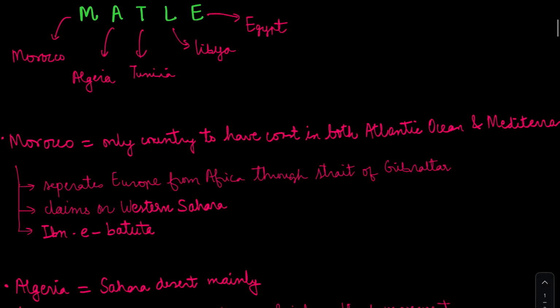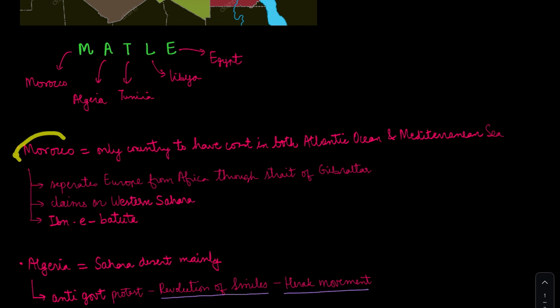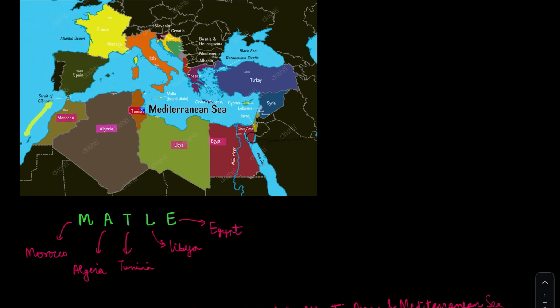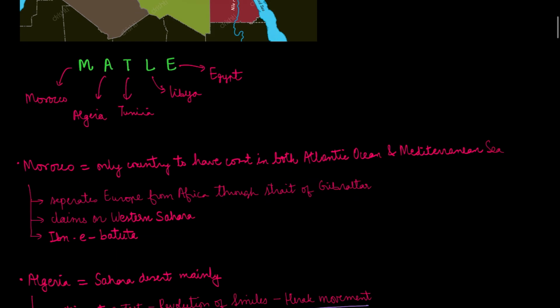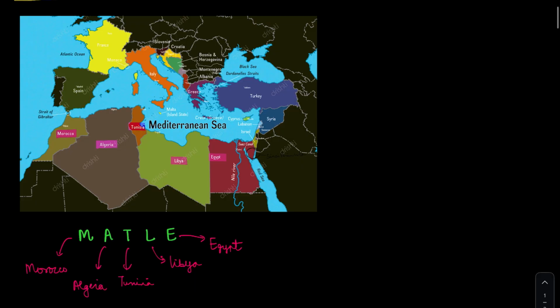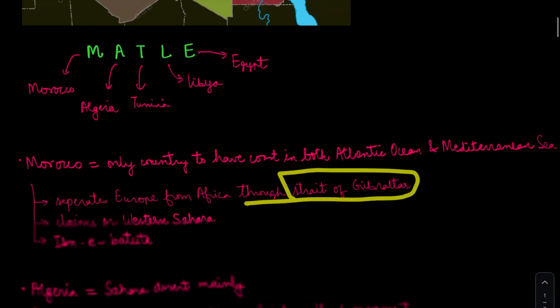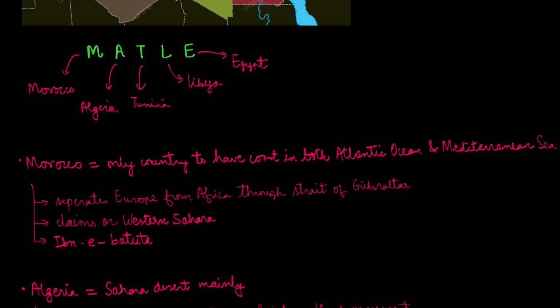So, why are these countries in news? Morocco is the only country to have coast in both Atlantic Ocean and Mediterranean Sea. So over here is the Atlantic Ocean and this is the Mediterranean Sea. So Morocco is the only country which has coast in both. It separates Europe from Africa through the Strait of Gibraltar. This is the Strait of Gibraltar, which we have discussed earlier, and it claims Western Sahara.